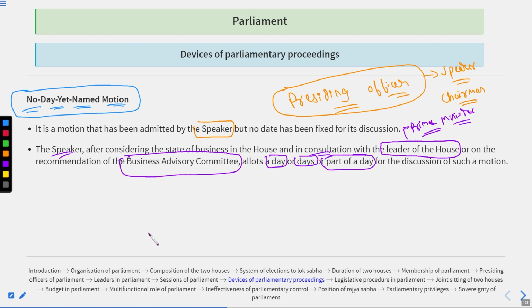All right, remember this. So here we have the two terms, leader of the house and leader of the opposition. Leader of the house is visible, and leader of the opposition is the alternative to this.